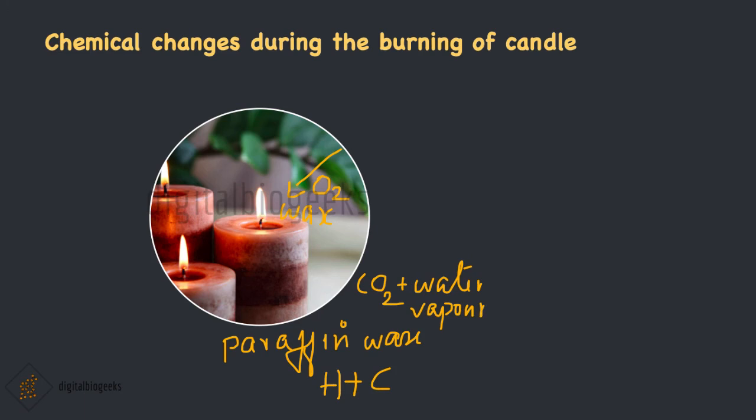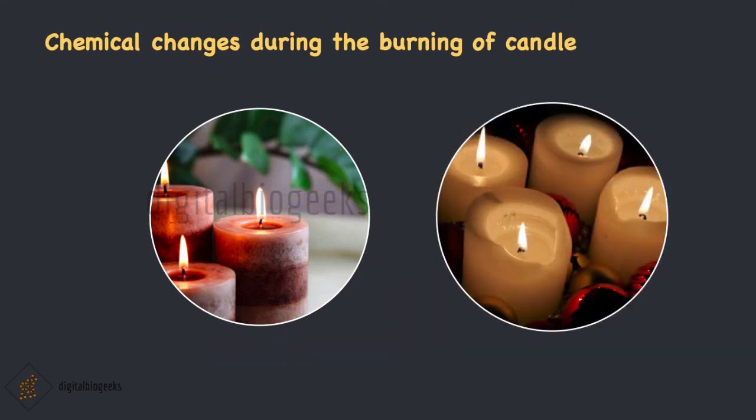This carbon dioxide and water vapor escape into the air. This is the chemical change that happens during the burning of a candle. Due to this continuous reaction of oxygen with wax, the amount of wax becomes less. This is the physical change. That means during burning of a candle, both physical and chemical changes take place.